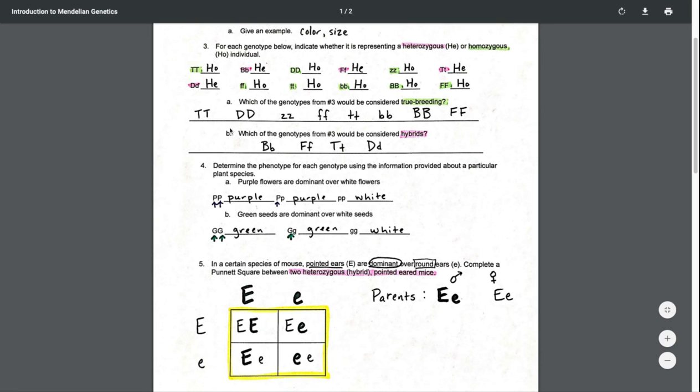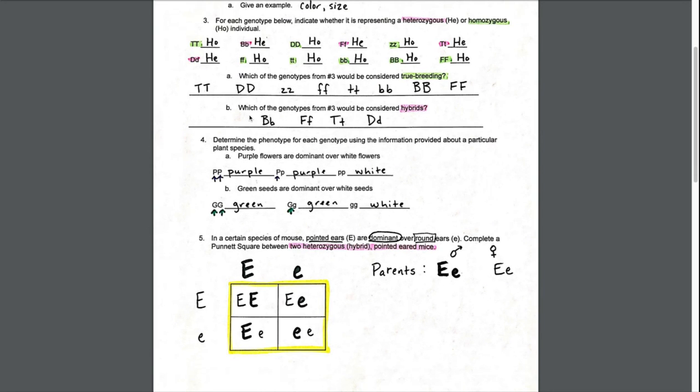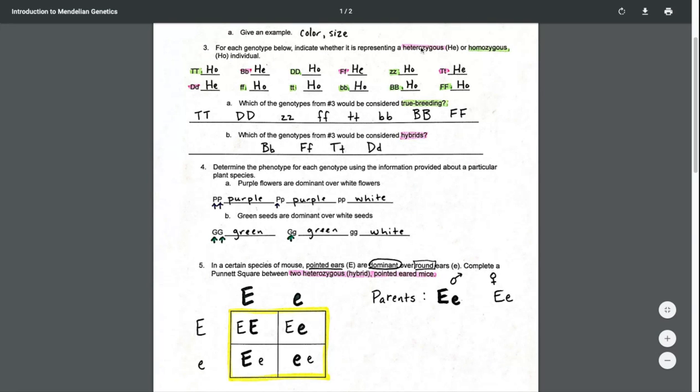Part 3A and 3B asked you to list out the genotypes that are true breeding. Recall that true breeding is the same as homozygous. So here we have listed out homozygous dominant, capital, and homozygous recessive genotypes. In 3B, we're looking at the hybrid genotypes. Hybrid means the same as heterozygous. So here we have 1 capital and 1 lowercase allele.